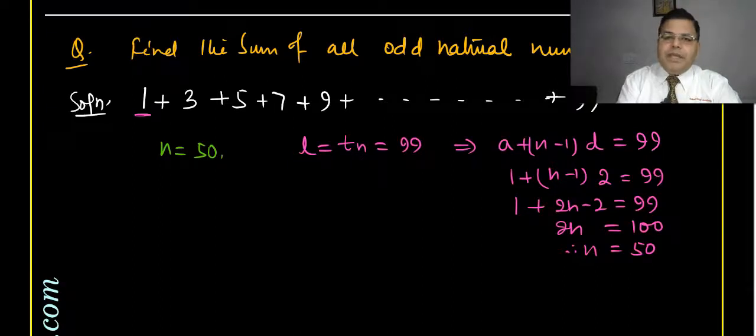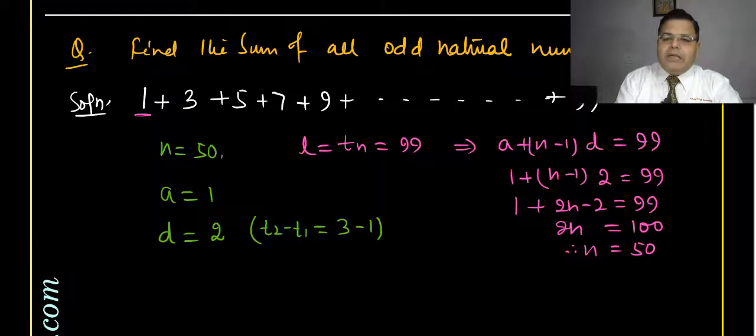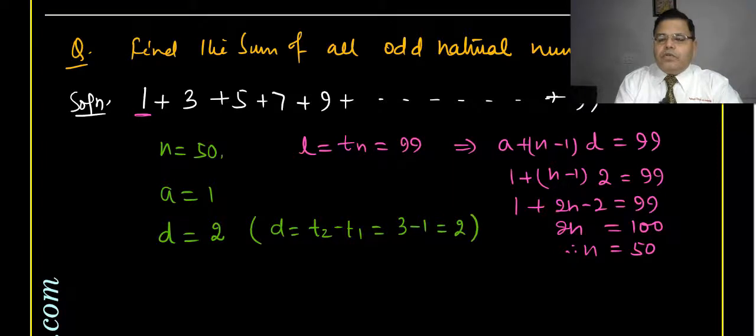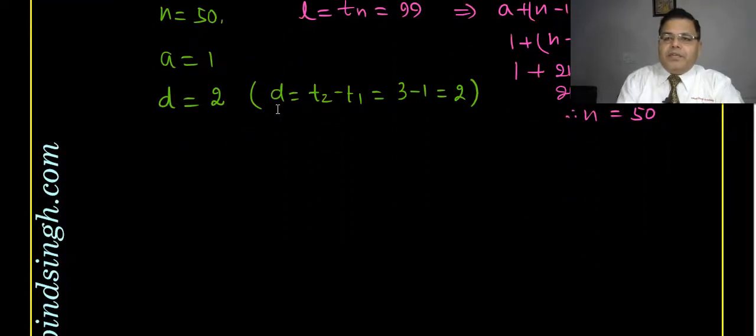n is 50 here, and here a is 1, and d is what? 2, because T2 minus T1, that is 3 minus 1, which is 2. So d can be obtained as T2 minus T1. Now we can apply either the first method or the second method depending upon your choice.